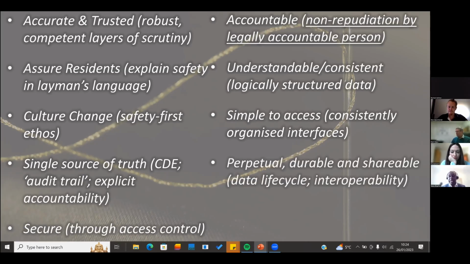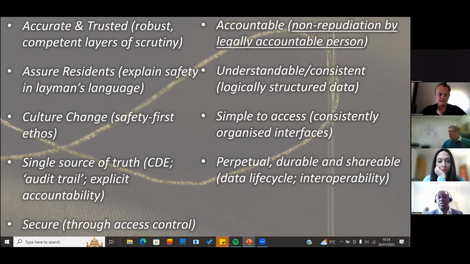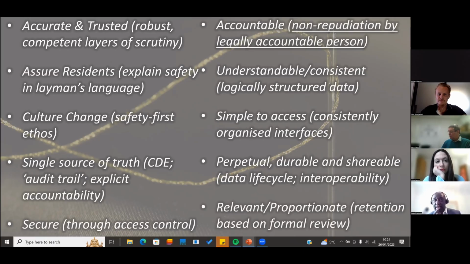It needs to be perpetual, durable, and shareable. And that means that this needs to sit across the data lifecycle between different owners. And that means it needs to be interoperable between those different owners. And finally, it needs to be relevant and proportionate, which means that the retention of that information is based on some kind of formal review.